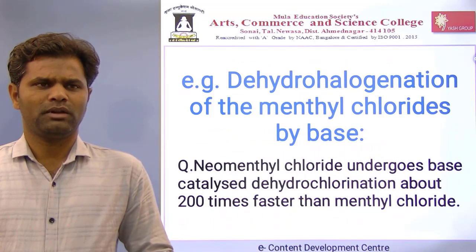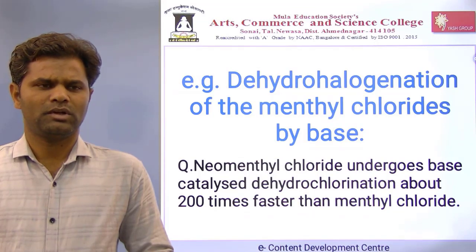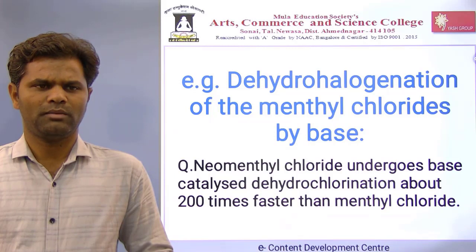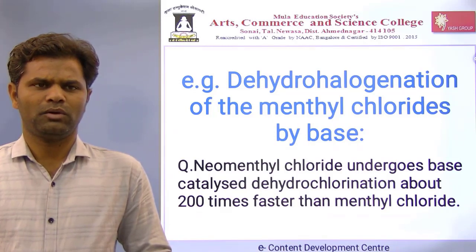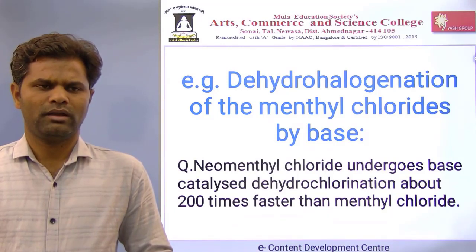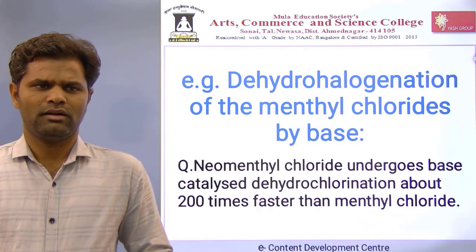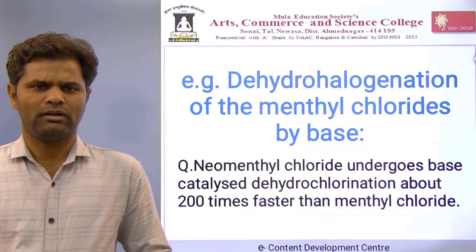Now consider one example, the dehydrohalogenation of menthyl chlorides by base. Consider a question regarding this topic. Neomenthyl chloride undergoes base catalyzed dehydrochlorination about 200 times faster than menthyl chloride. Here we are going to consider two isomers of menthyl chloride: one is menthyl chloride, another is neomenthyl chloride. Neomenthyl chloride undergoes base catalyzed dehydrochlorination, that is, loss of HCl. The question is why neomenthyl chloride undergoes 200 times faster elimination than menthyl chloride. The explanation we will see in the next slide.